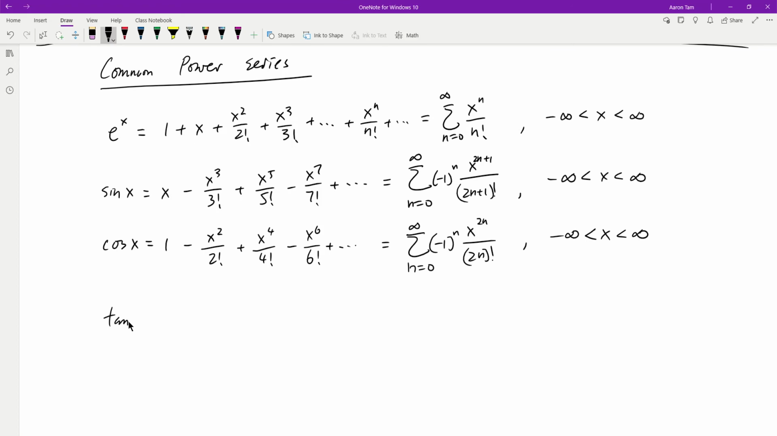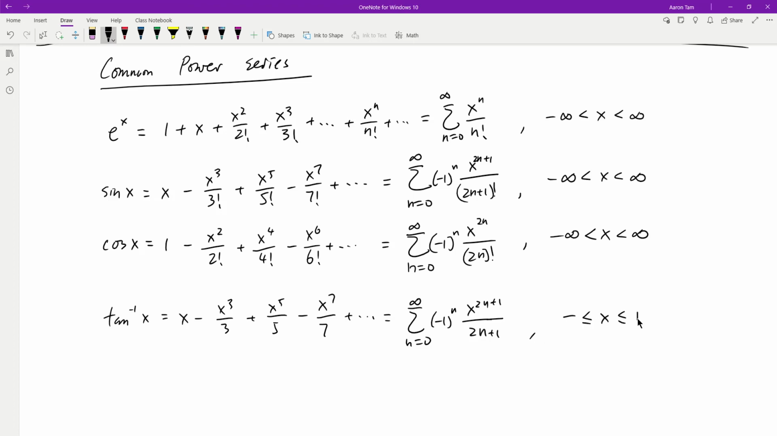The next one is tangent inverse of x, which is equal to x minus x to the third over 3 plus x to the fifth over 5 minus x to the 7 over 7 plus dot dot dot. So notice that that's actually very similar to the sine power series, but just without the factorial. So that will be the sum from n equals 0 to infinity, negative 1 to the n, x to the 2n plus 1 over 2n plus 1. For tangent inverse, the interval of convergence only goes from negative 1 to positive 1.